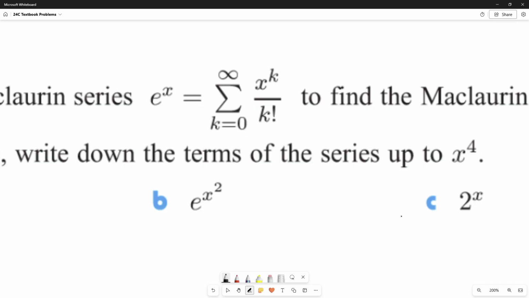And then for part C, remember we wrote that 2 to the x is equivalent to e to the x ln 2. So you replace x with x ln 2, which is just x to the k times ln of 2 to the k. And that's your answer for part C.